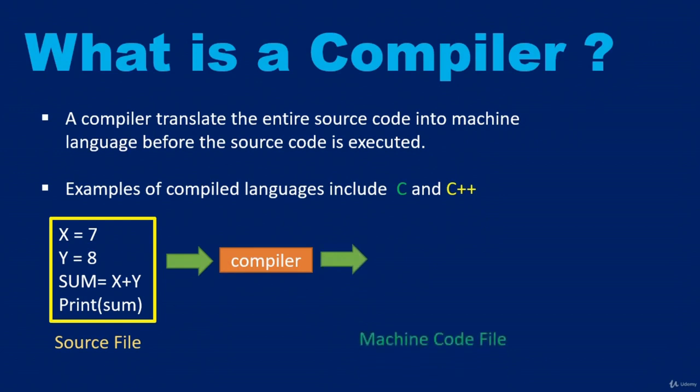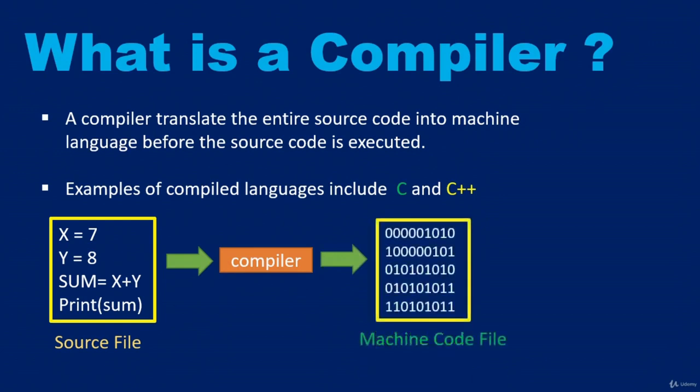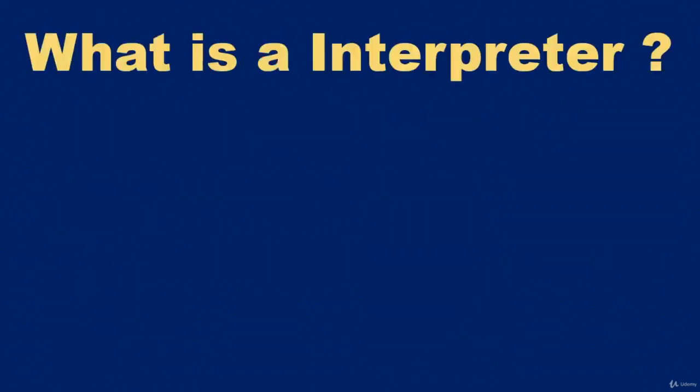The machine code is something like this. Computers only understand zeros and ones. So the compiler compiles it into machine code, and then it executes the code. It then passes it on to the computer memory, and the computer memory then outputs the result, in this case, which is 15. So that's basically how a compiler works. The compiler will compile the entire code into machine code before it passes the information to the CPU to display the result.